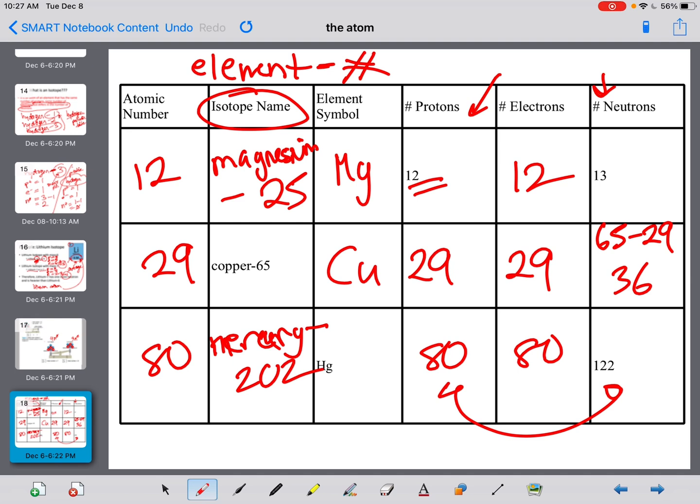Okay, so on your worksheet that you're doing today, it's not necessarily an isotope because it just says the element. So if it just said magnesium, that means you're using the average from the periodic table. You're rounding it to a whole number. But if it's magnesium dash 25, we know that we're dealing with isotopes in that case.